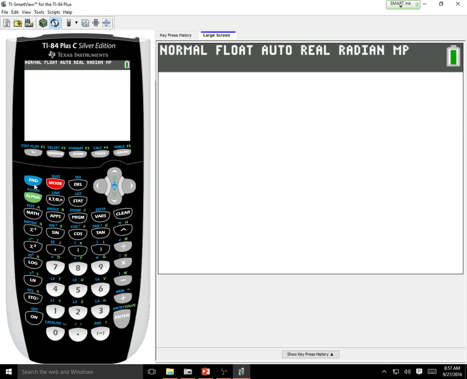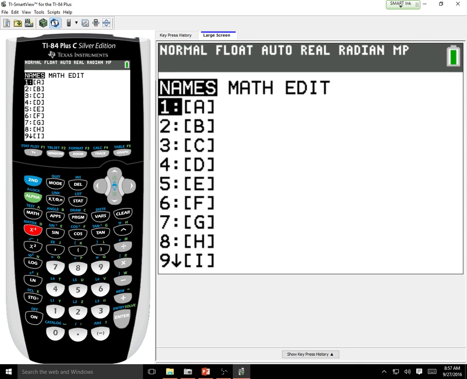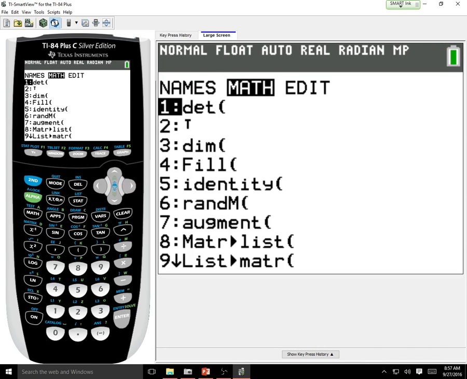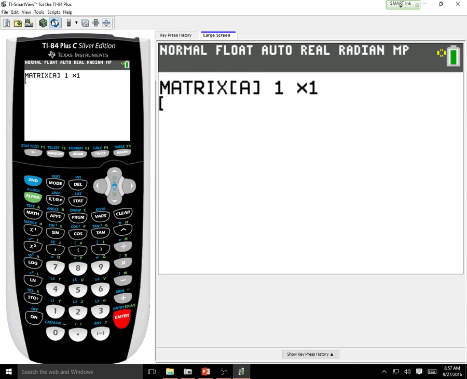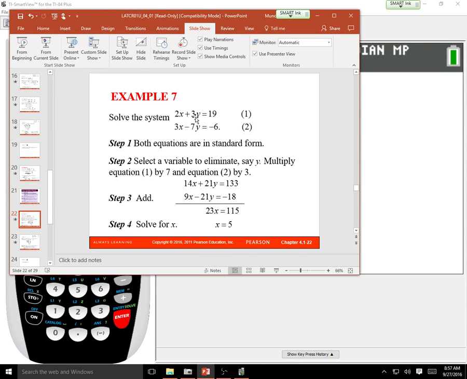Right below math is x to the -1. And the second command for that is matrix. Okay? So I'm going to go second, matrix. And I'm going to go over to edit because I want to put a matrix in here. Okay? And I'm going to solve this one right here real quick. Is that cool with you guys?